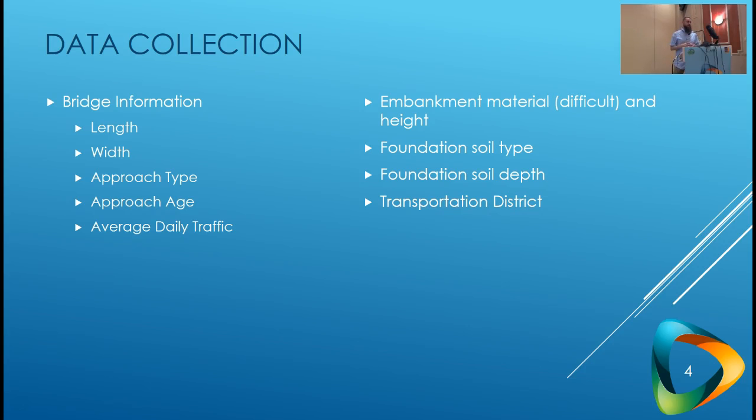And then finally the transportation district. U.S. state DOTs are often organized in regions. There's 12 districts in Kentucky. That's a very useful method to, you know, approximate many other variables, using the district.